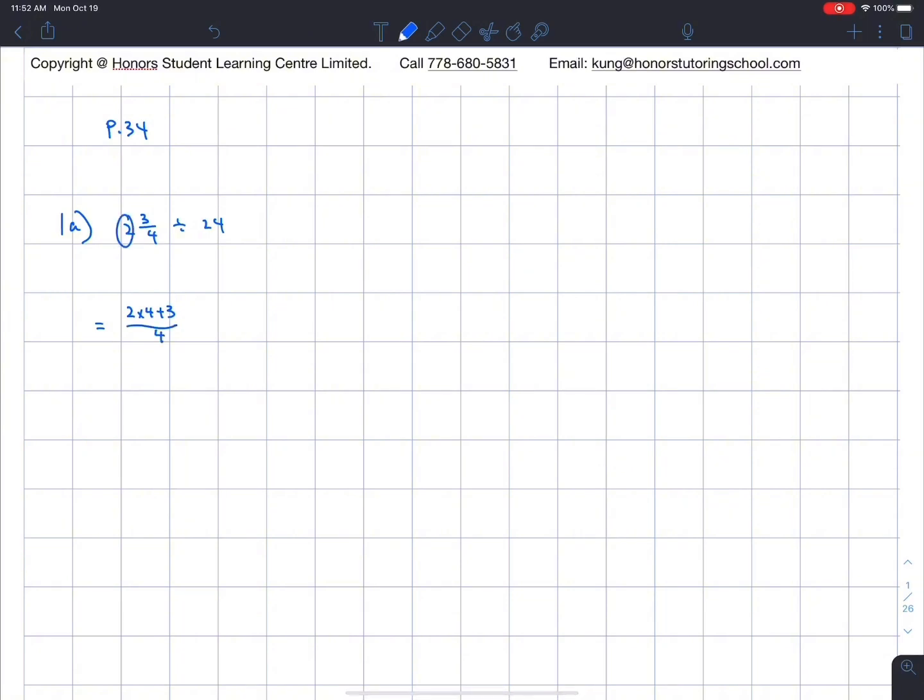Right, you have 2 wholes and then each whole should have 4 little pieces. That's why it's 2 times 4. And then plus the 3 remaining pieces, which is here. Divided by, I can say 24 is the same as 24 over 1.